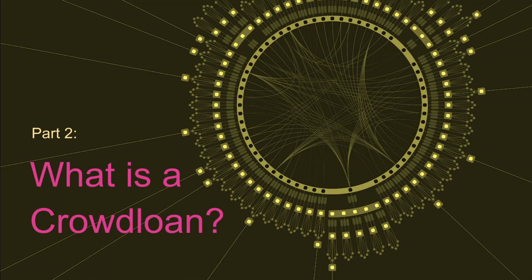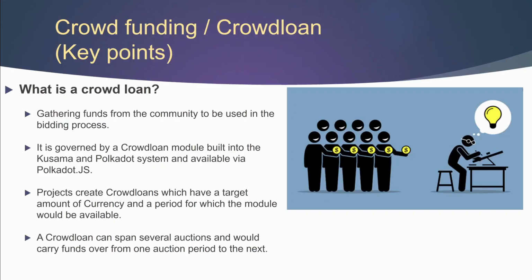So, part 2. What is a crowdloan? Well, a crowdloan is a mechanism or a system in which a project can gather funds from the community to be used in the bidding process to win a parachain slot. It is governed by a crowdloan module that's built into the Kusama and Polkadot system, and it's available via polkadot.js.